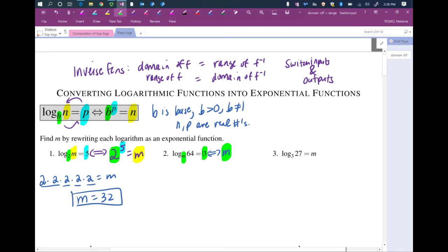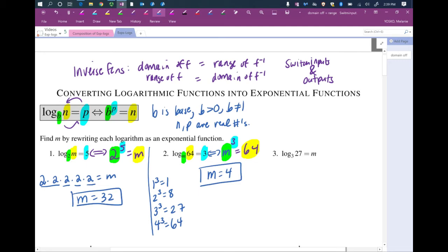The power of my exponential will be 3. Remember, we jump across the equal sign. And the output of the exponential is 64 because that's the input of the logarithm. So m cubed equals 64. We solve this. If you're not sure how to do that, you just start plugging in numbers, right? 1 cubed is 1. 2 cubed, well, that's 2 times 2 times 2, that's 8. 3 cubed is 3 times 3 times 3, which is 27. Still not there. 4 cubed, well, 4 times 4 is 16. Times another 4, yes, we do get 64. So m is 4.